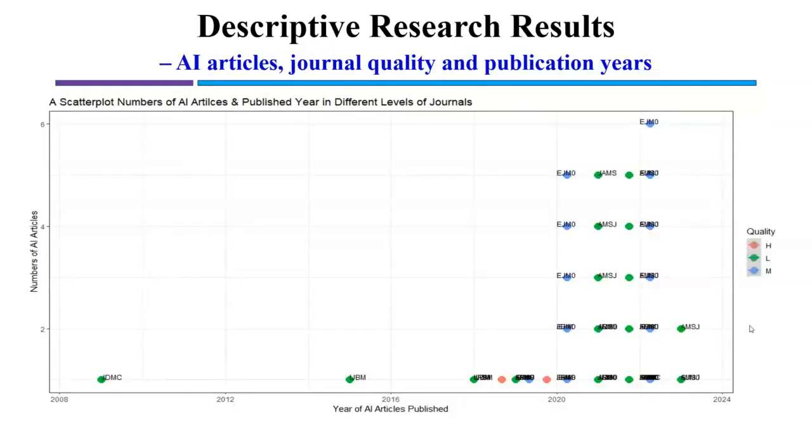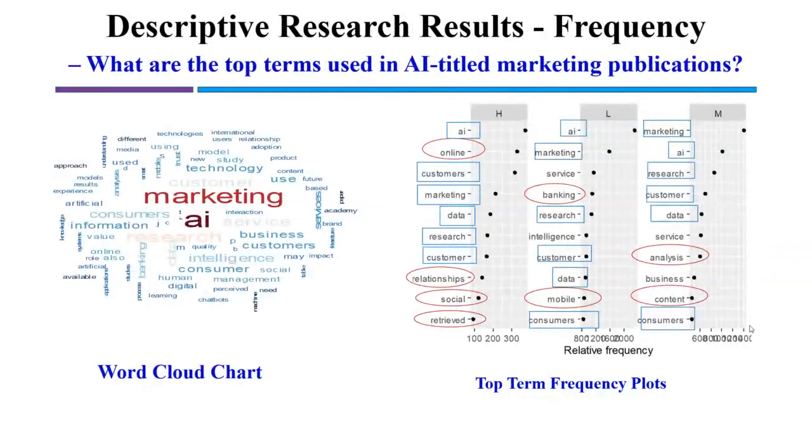Okay, so now let me briefly go over my result. This is more like a descriptive of my data. All my 50 publications are shown here. The first one is in this journal, and it's 2009. As you can see, by 2020 we have more journals available. And this is the way I labeled the journal's quality.